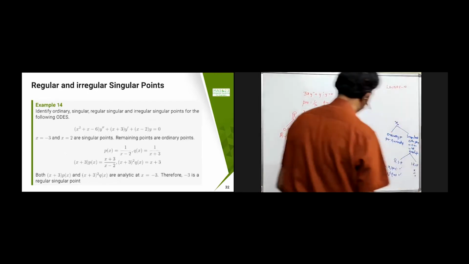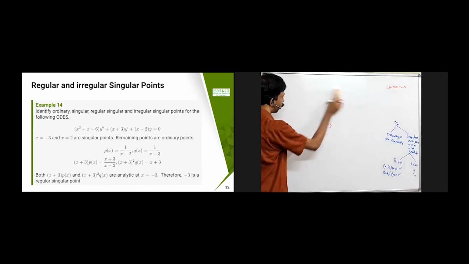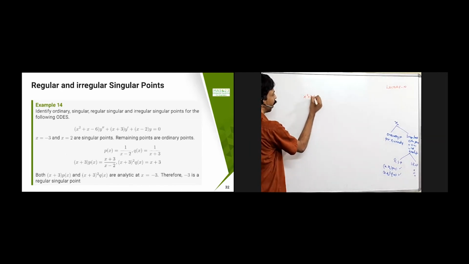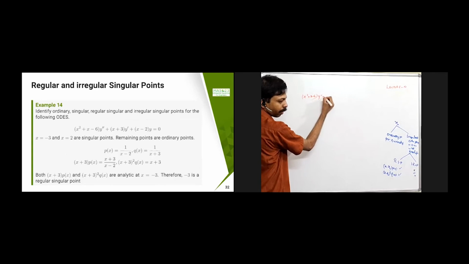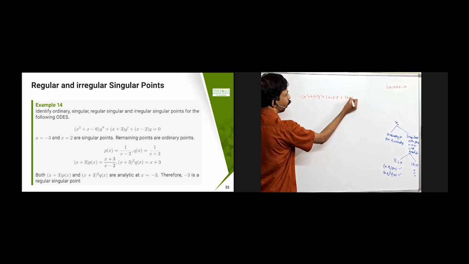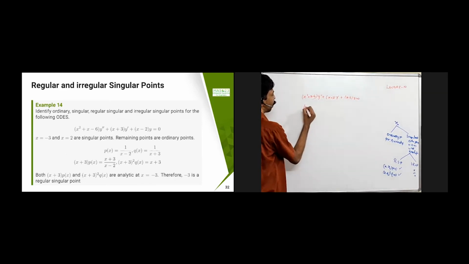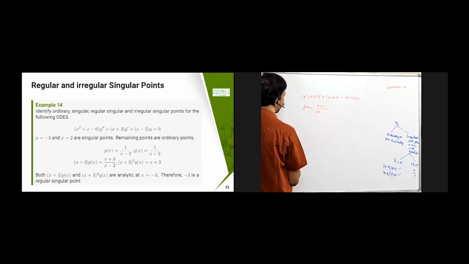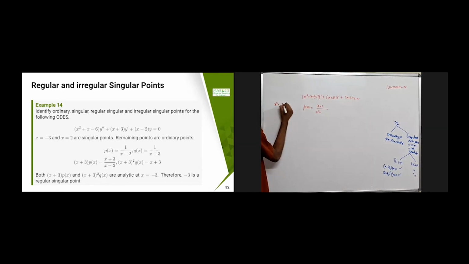Next problem. One more problem. So the next problem is (x² + x - 6)y'' + (x + 3)y' + (x - 2)y = 0. In this case, p(x) is going to be (x + 3) divided by (x² + x - 6), and we can factor x² + x - 6 as (x - 2)(x + 3).